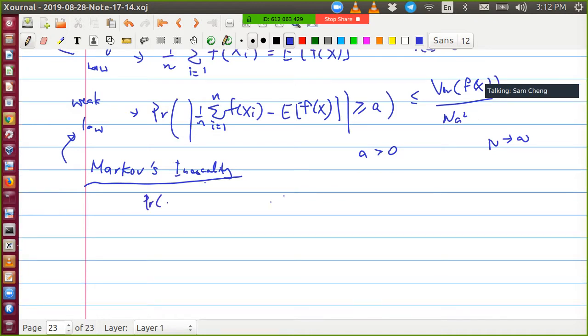We have the probability of some random variable x, where x has to be positive. So it's a positive random variable, and the probability that this random variable is bigger than b is less than the expectation of x over b. This is the Markov Inequality, and you can prove it pretty easily. Basically, I'll just give the proof here.